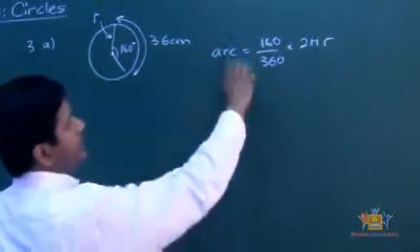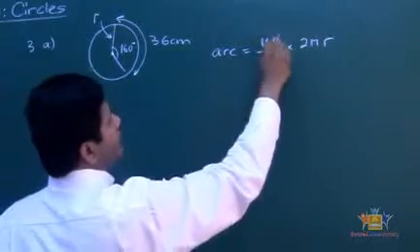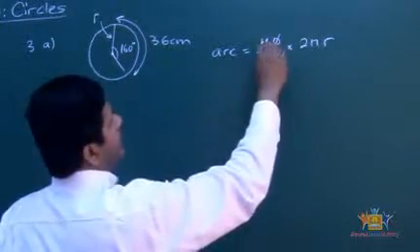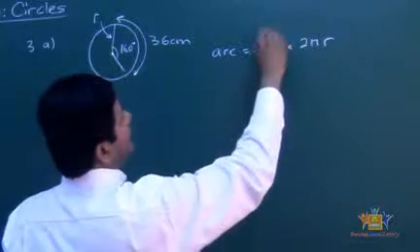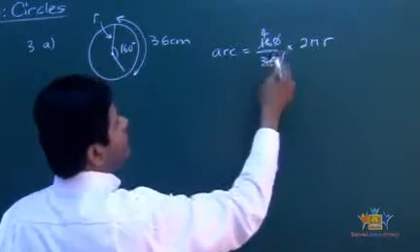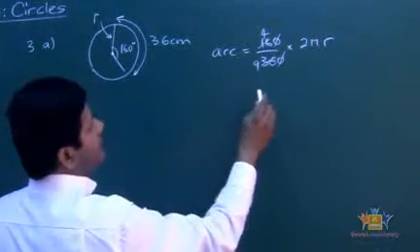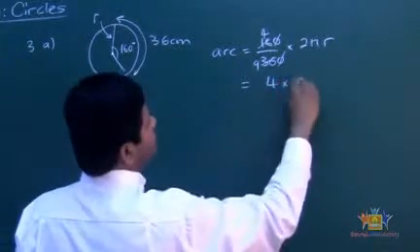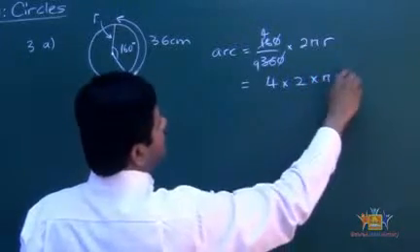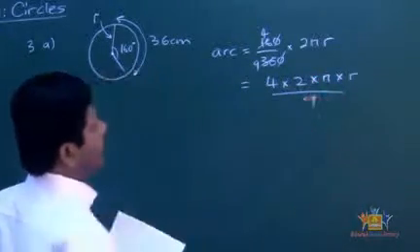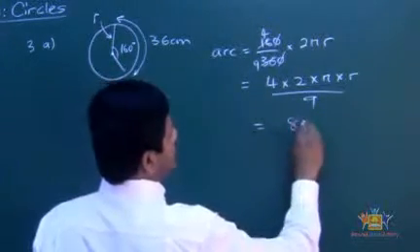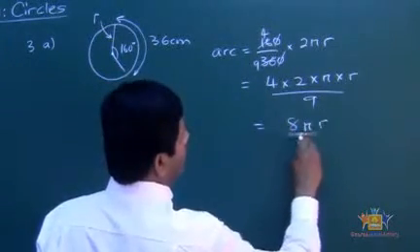So before we do anything, let's simplify. We know the zeros, we can cancel them out. And we can divide this by 4, which gives us 4, and divide this by 4, which gives us 9. See that? So now we've got 4 times 2 times pi times r over 9. Now 4 times 2 is 8, so that gives us 8 pi r over 9.